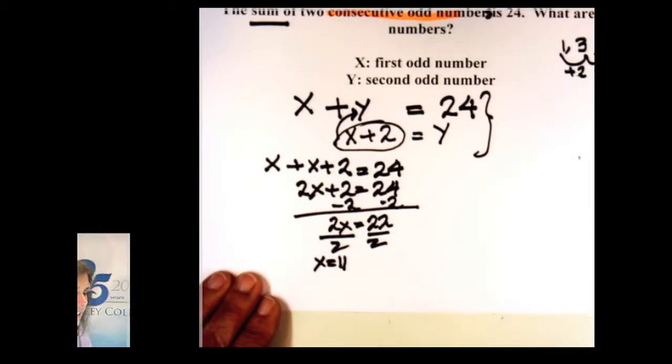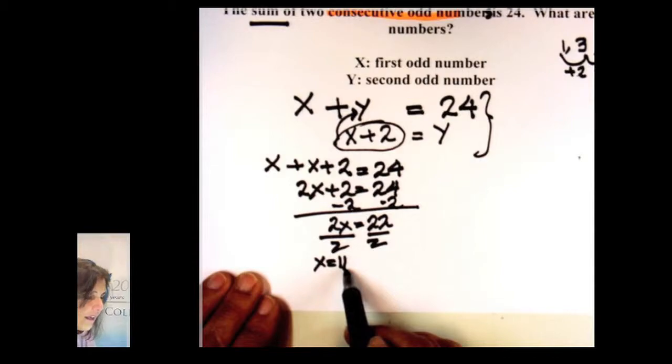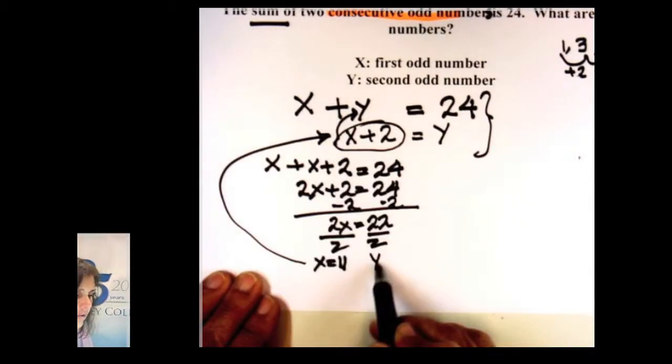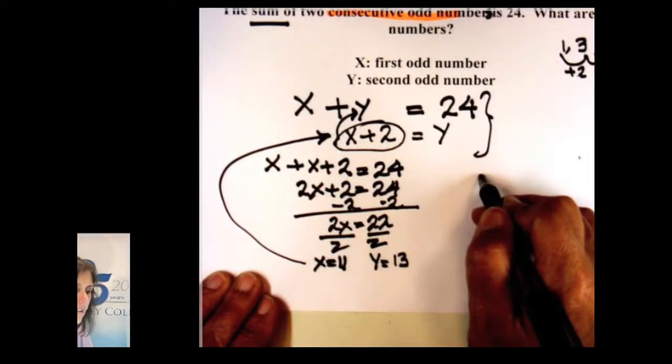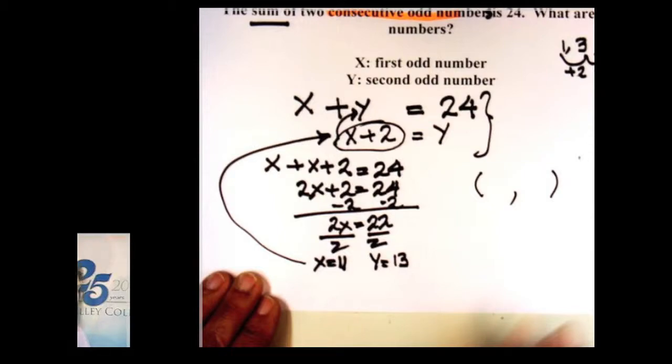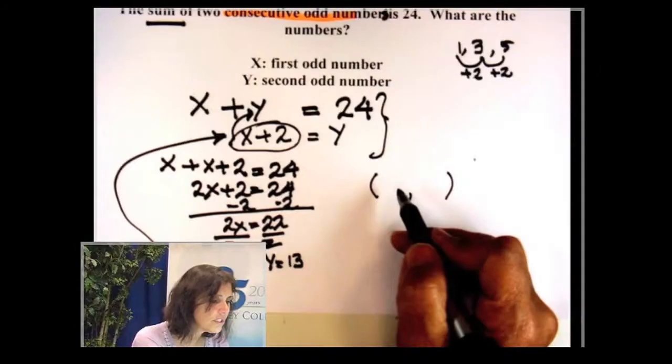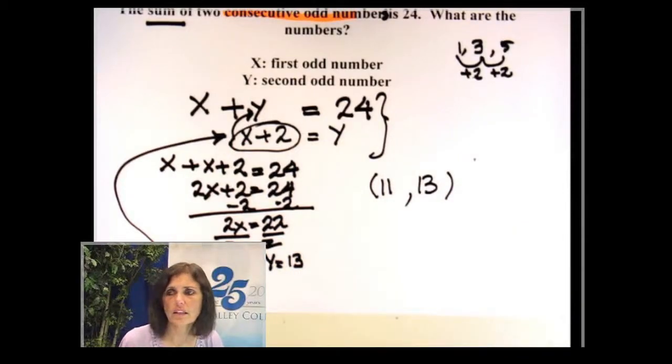Now that x is 11, go back. What was y? 2 more than 11. Y is 13. So what's the answer? Let's put it as ordered pair, x, y. These are now two answers. The first one is 11. The second one is 13. So let's check. Does it make sense? 11 plus 13 is 24. Are they consecutive odds? Yes, they are. I'm done.